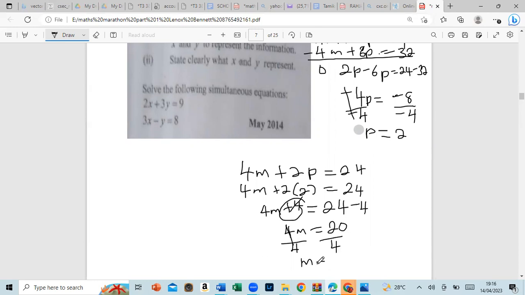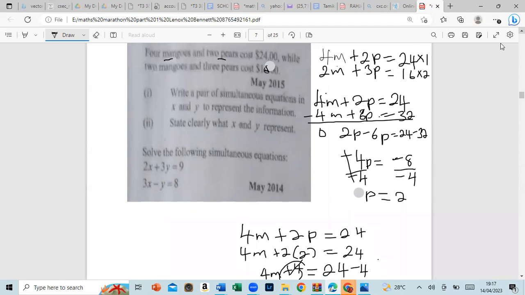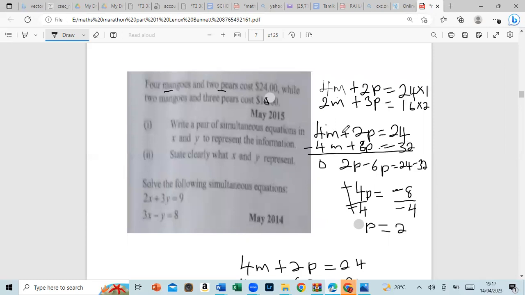Let us see if one mango costs $5 and one pear costs $2. So this is what they said. 4 mangoes, that would be 20, right? 4 times 5 is 20, plus 2 times 2, 24. And for the other one, 2 times 5 is 10 plus 3 times 2, 6. 10 plus 6, 16. So that works out.